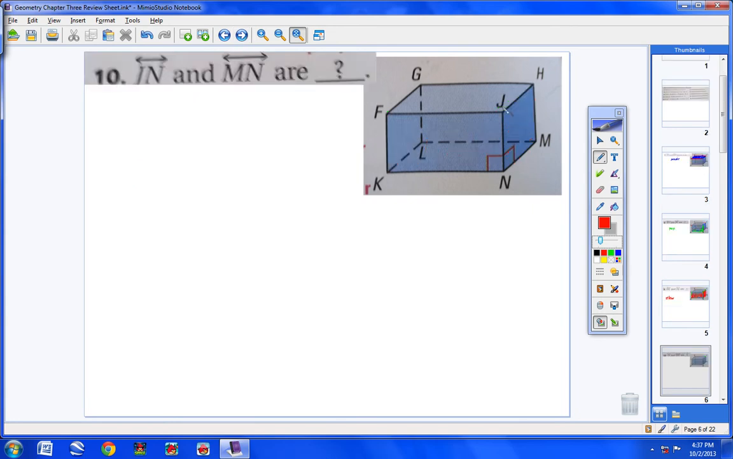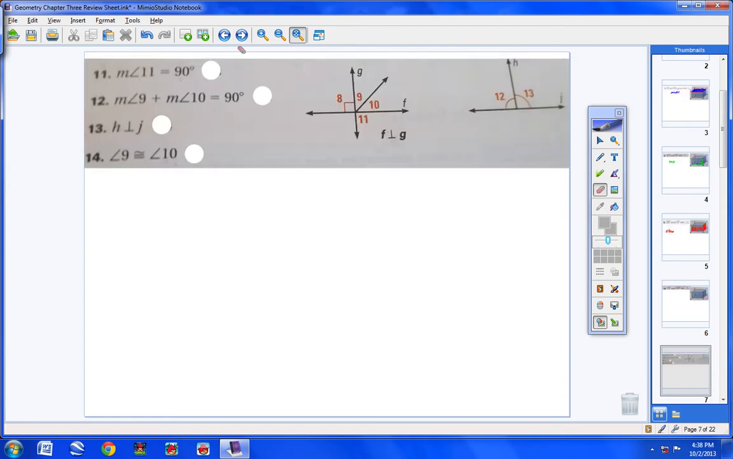And then we have JN right there and MN. Well, men and ladies, these two lines are right angles. Okay, they form a right angle. These two lines are perpendicular. They form a right angle. So these two lines are perpendicular.